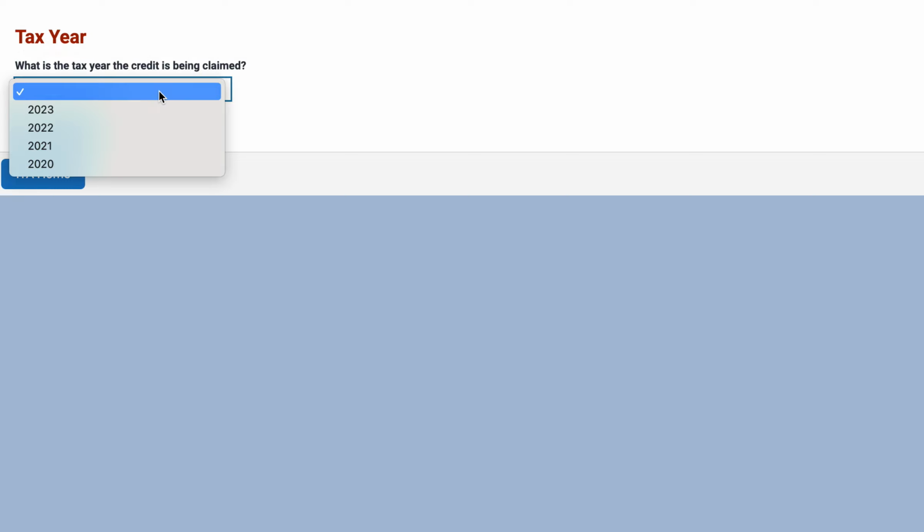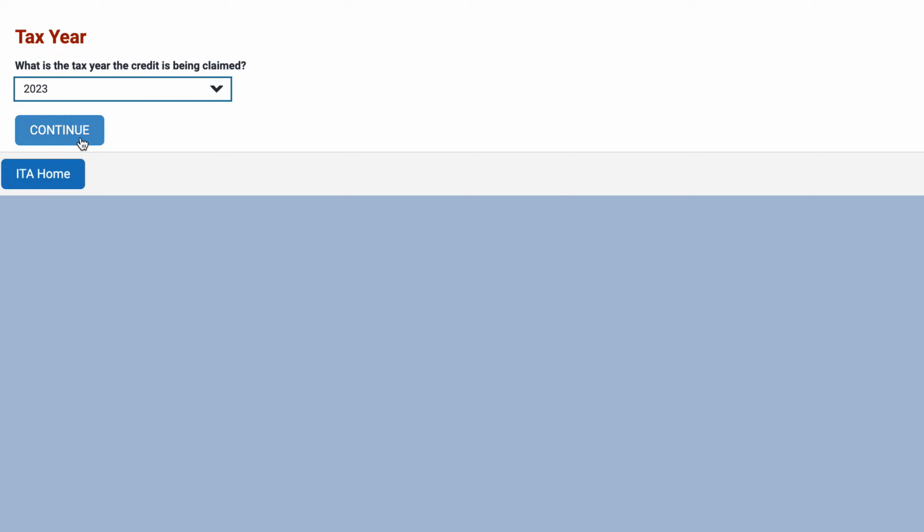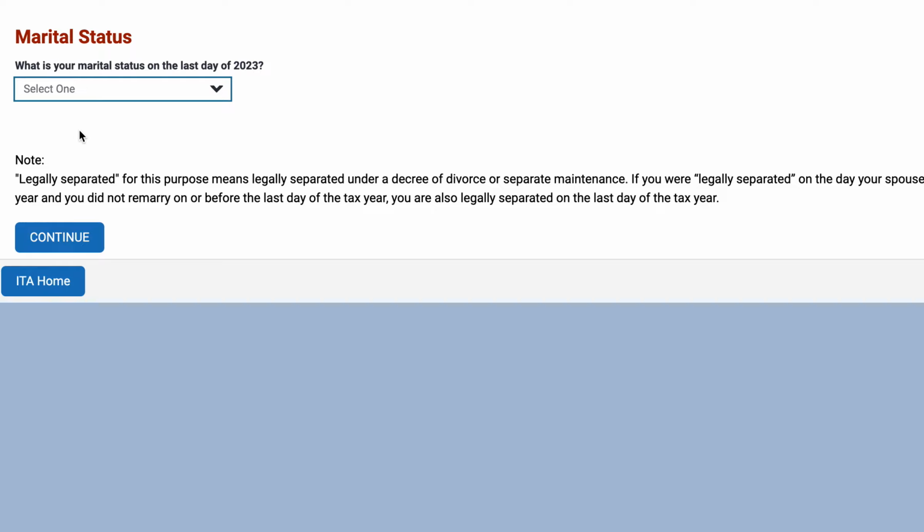So we're going to use the most recent tax year, which is 2023. And the first question is what your marital status is. The note below says legally separated means that you were legally separated either under a divorce decree or a separate maintenance agreement. And if you were legally separated on the day that your spouse died during a tax year, if you did not remarry either on or before the end of the tax year, you're considered legally separated.